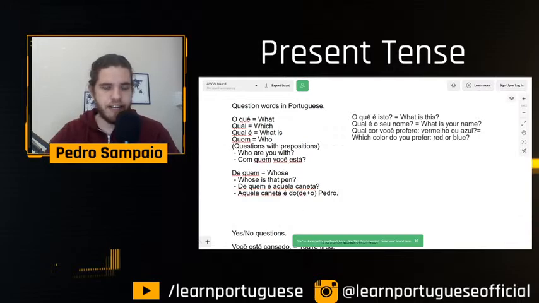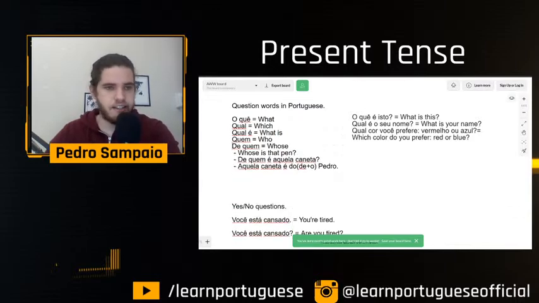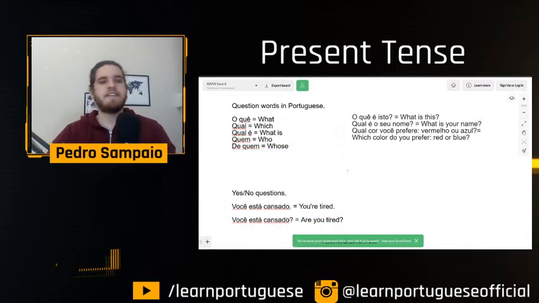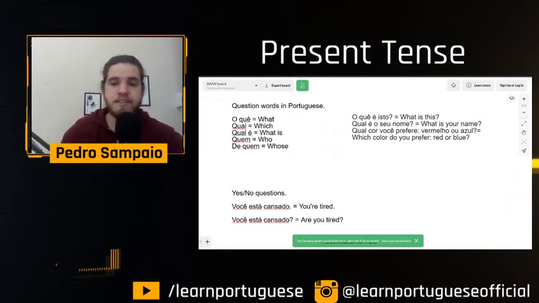Alright, so just don't forget that whenever you ask a question with a preposition, you have to put it at the beginning of the question. So let me just erase this for now. Let's say "de quem," and yeah, that's it. "De quem está aquela caneta?" Anna, for possession, we need to use the verb ser, not the verb estar. That's why we can't say "de quem está aquela caneta." It has to be "de quem é aquela caneta."